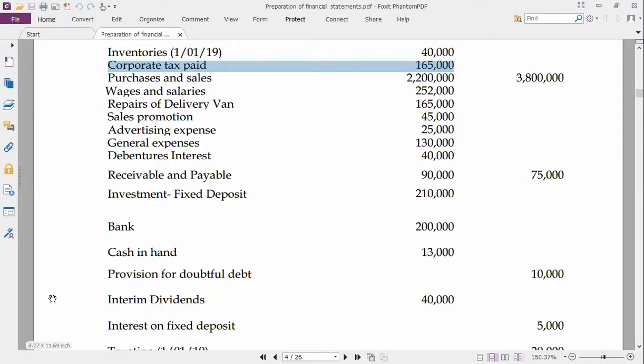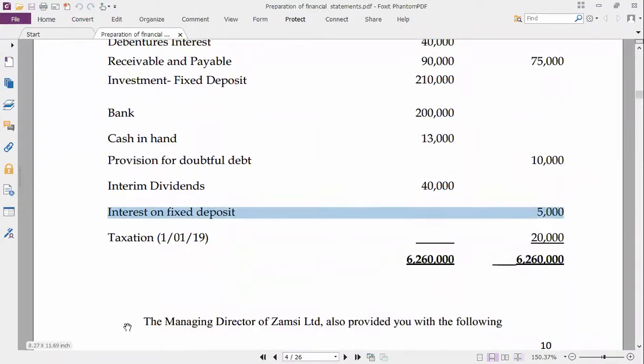Good. So what about the interest on fixed deposit? What item is that? Interest on fixed deposit. So this will be, it's at the credit side. So it's an income. Interest on fixed deposit, that's income, other income. So now we are done.